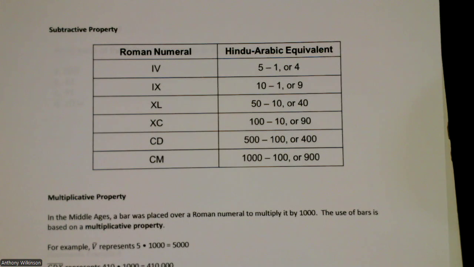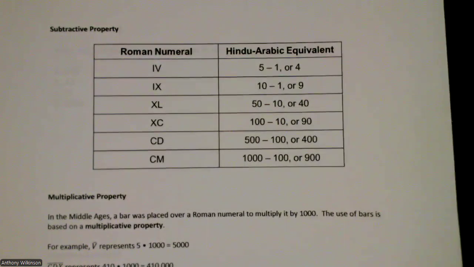CD, well, C is 100, but D is 500. So if I subtract 100 from 500, that will give me 400. And CM, C is 100, M is 1,000. Subtract 100 from 1,000, you'll get 900. Okay. That's how we use the subtractive property in Roman numerals.